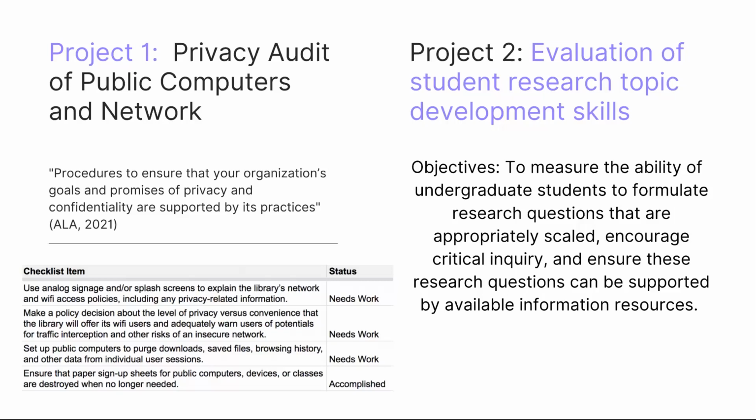And the other project that I worked on was with another librarian, our head of reference. We ran an evaluation of student research topic development skills. Our objective here was to measure the ability of students to formulate research questions that are appropriately scaled, encourage critical inquiry, and ensure that these research questions can be supported by available information resources. In this project, we enacted it in the information literacy classroom with mostly first and second year undergraduates.